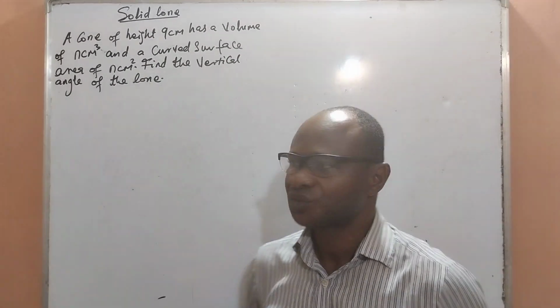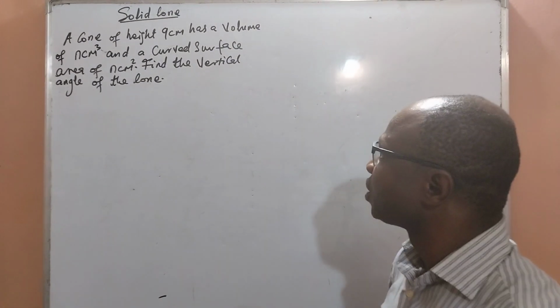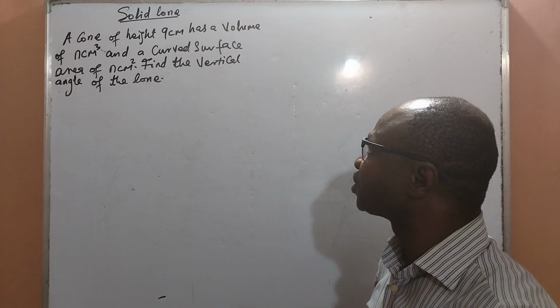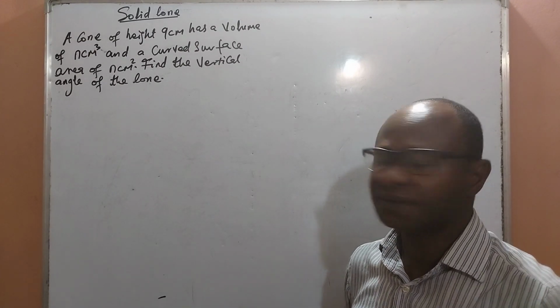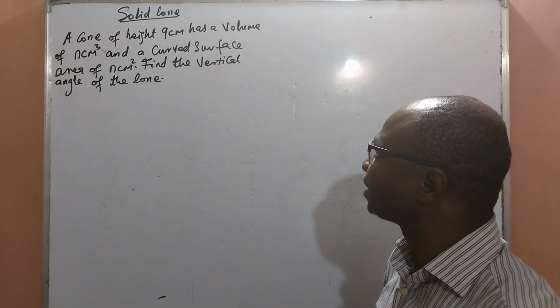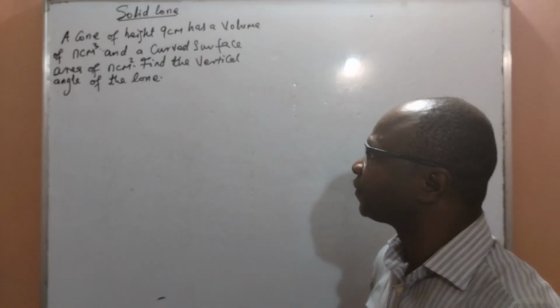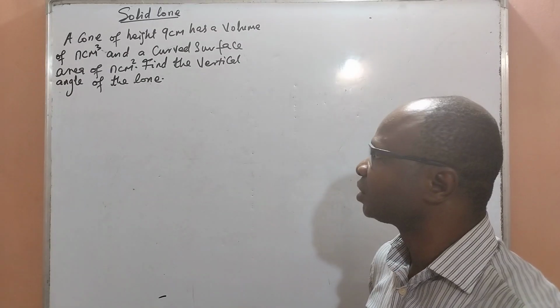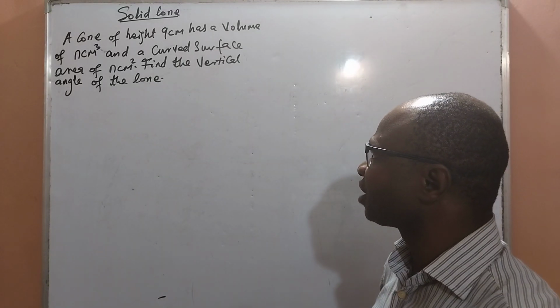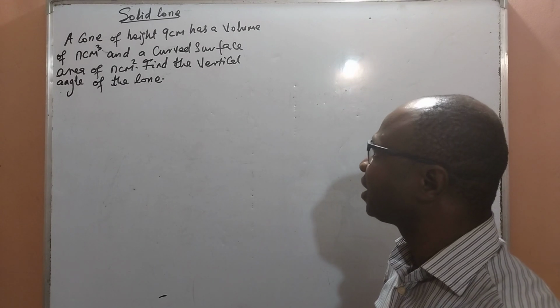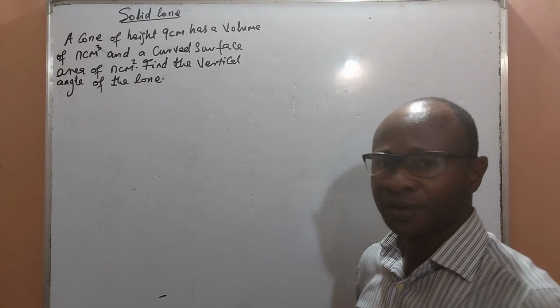Welcome viewers. In today's math class, we have a question on the board from solid mensuration, and it is given: a cone of height 9 cm has a volume of n cm³ and a curved surface area of n cm². Find the vertical angle of the cone.